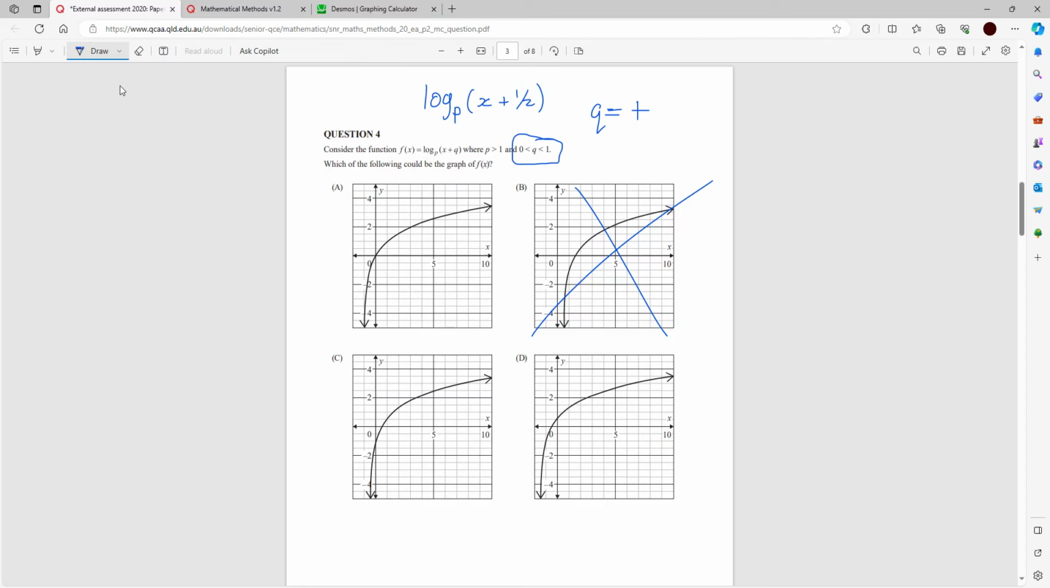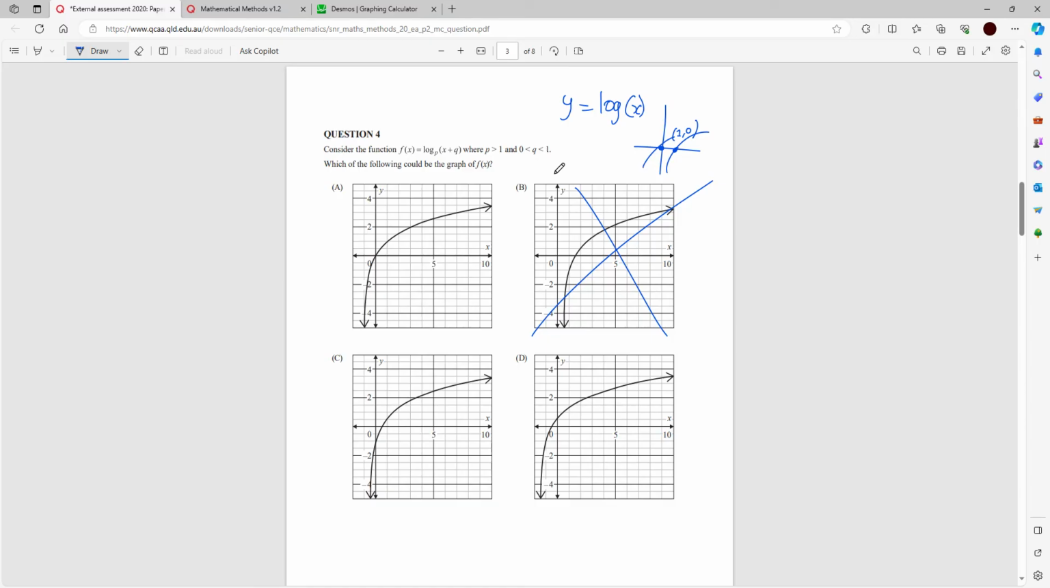Now we need to remember what the normal log curve looks like as well. So if you just had any base, so if we had, let's say, y equals log of x, this graph will always go through 1, 0 without any translation. It doesn't matter what the base is, it will always go through that. So we've pretty much got to think, okay, if it gets moved 1 unit this way, it would go through the origin. But notice it can't be moved 1 unit because q must be less than 1.